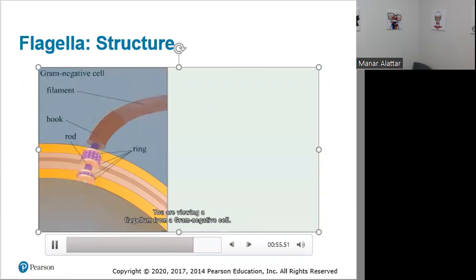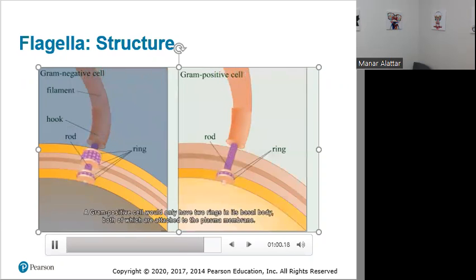You're viewing a flagellum from a gram-negative cell. A gram-positive cell would only have 2 rings in its basal body, both of which are attached to the plasma membrane.